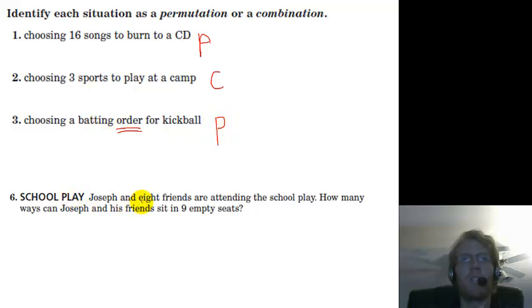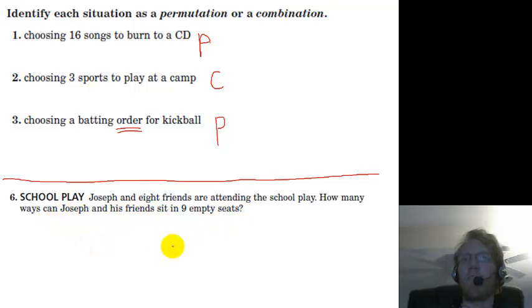Okay, school play. Joseph, this is a separate problem, it's not part of the same directions. Joseph and 8 friends are attending the school play. How many ways can Joseph and his friends sit in 9 empty seats? So here we've got permutations, so we've got n permutations for r. Now we've got 9 empty seats, so there's 9 total people, and we want all of them to sit in the empty seats, so 9 pick or permute all 9.